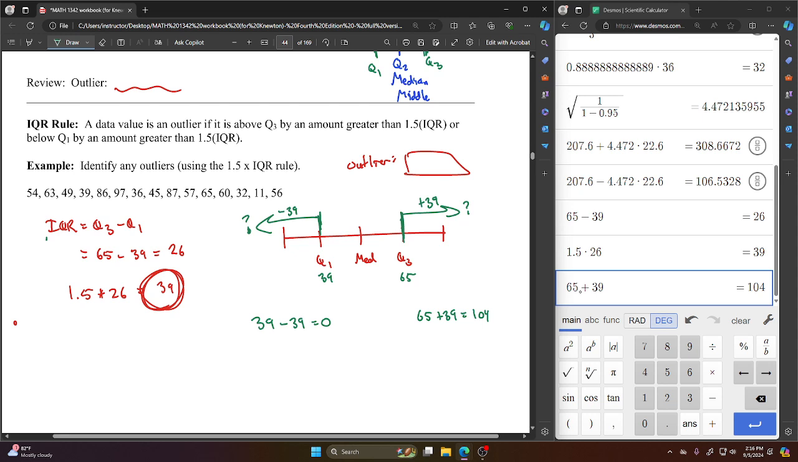No technical outliers, at least according to this rule that they're using, okay? At least according to this rule. So that's kind of interesting. They're saying anything, so I'm going to write that up in English. Anything between 0 and 104 is okay.